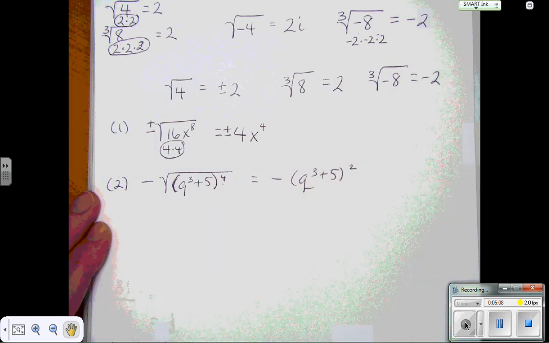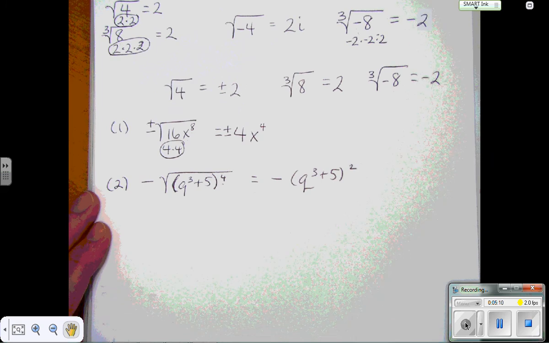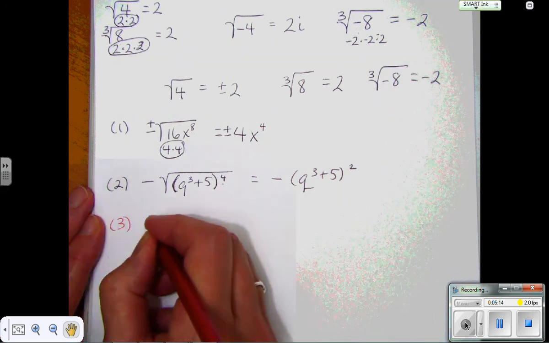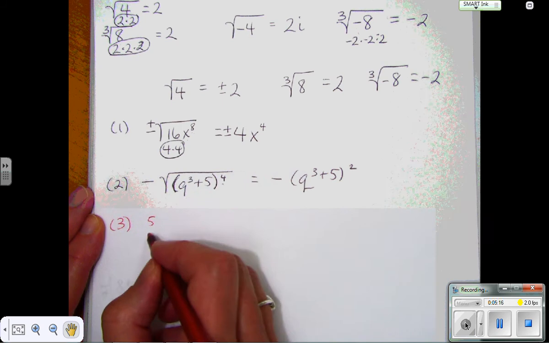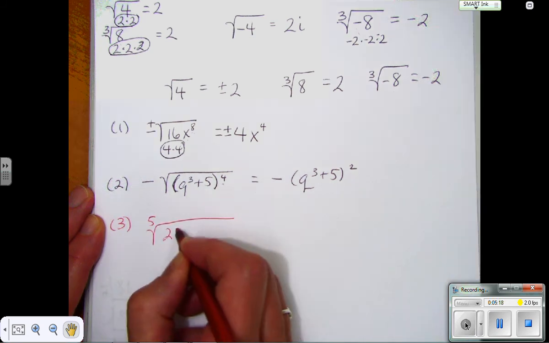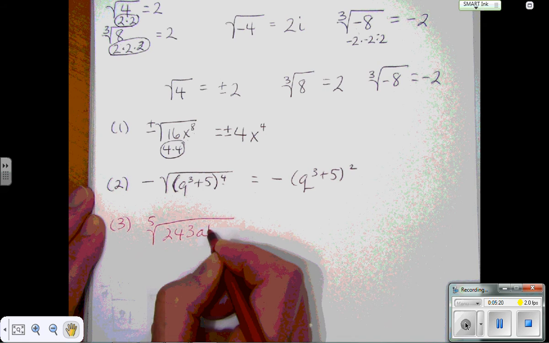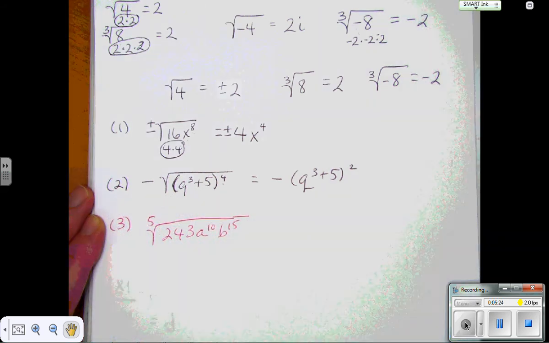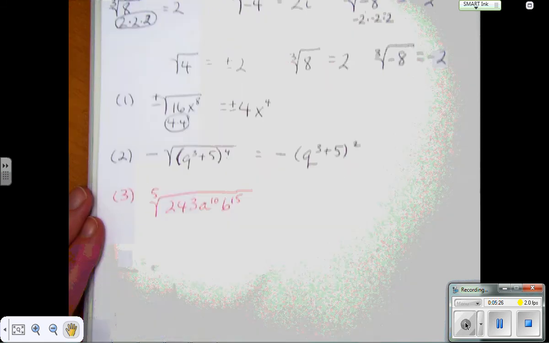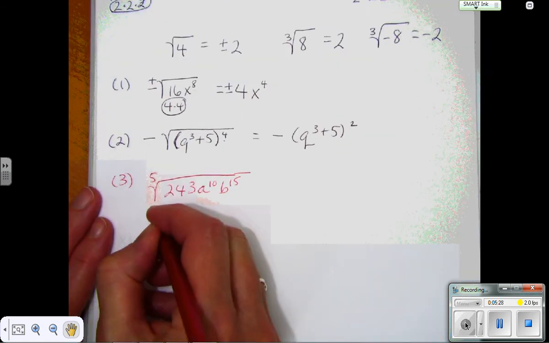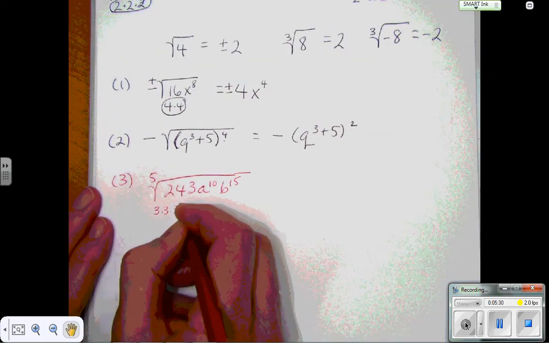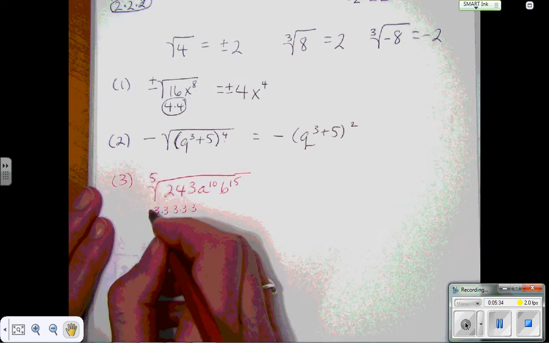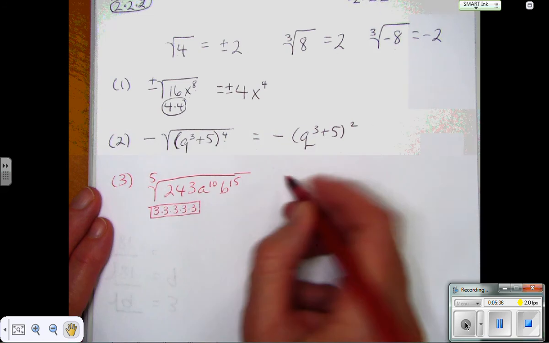Okay, so on number 3, I have a different index. I have a fifth root of 243 a to the 10th, b to the 15th, and I just happen to know that 243 is 3 times 3 times 3 times 3 times 3. It's 3 to the 5th power. So I have 5 factors of 3 right here, so that means I can take a 3 out.